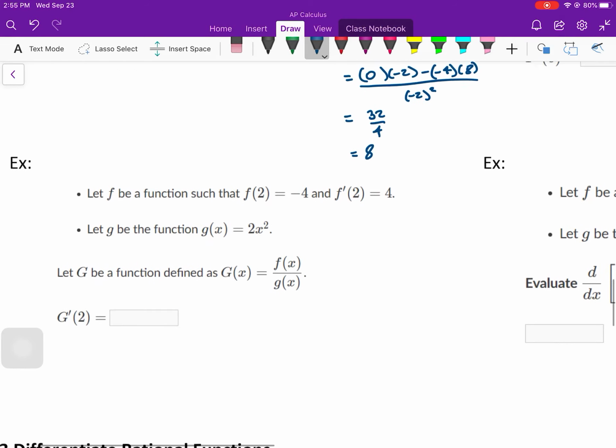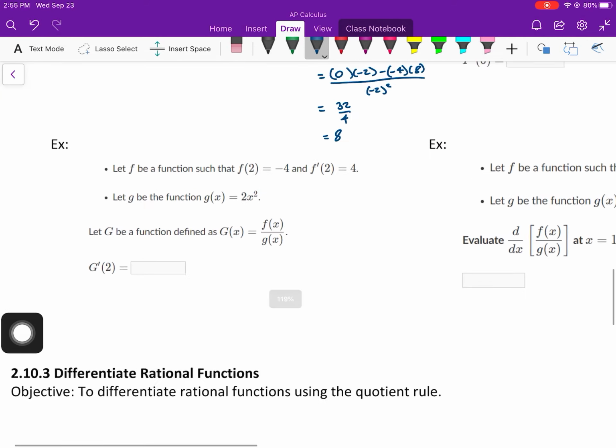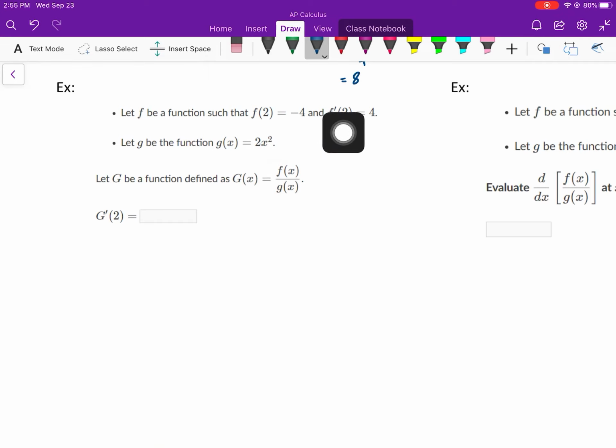Let's go ahead and look at something a little bit more complicated. And I bet I put a square root. I did on this one. That's awesome. So let's look at this one. Similar idea. They're giving us a couple points here from the function f, and they give us the actual function g. So if we run it through the quotient rule, we're going to do f prime times g minus f times g prime over g squared.